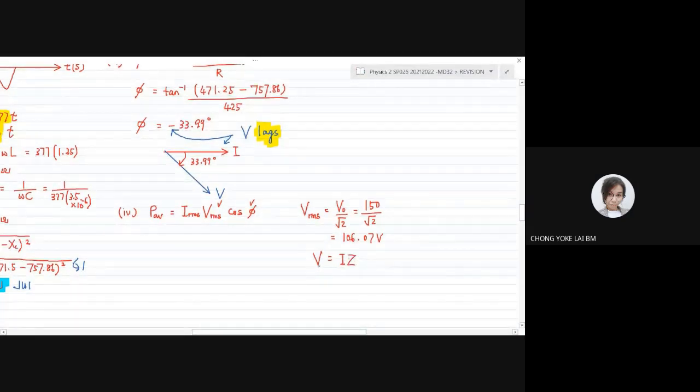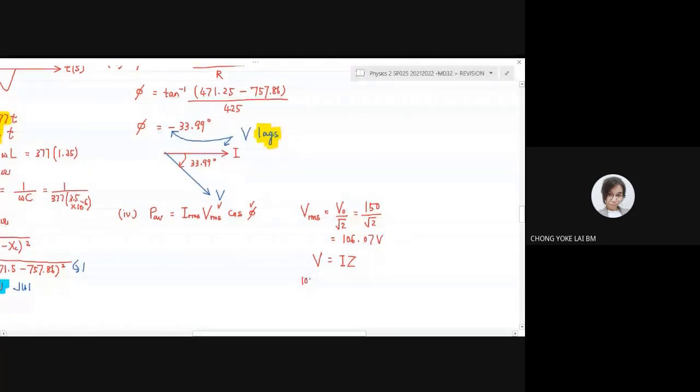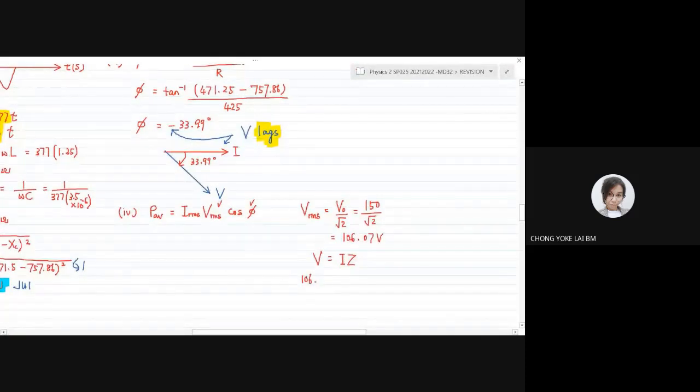Okay. So V ni mesti RMS lah. Sebab kita nak cari I RMS. So voltage yang kita masukkan mesti nilai RMS lah. Supaya dia konsisten. So kita masukkan V RMS kita 106.07.